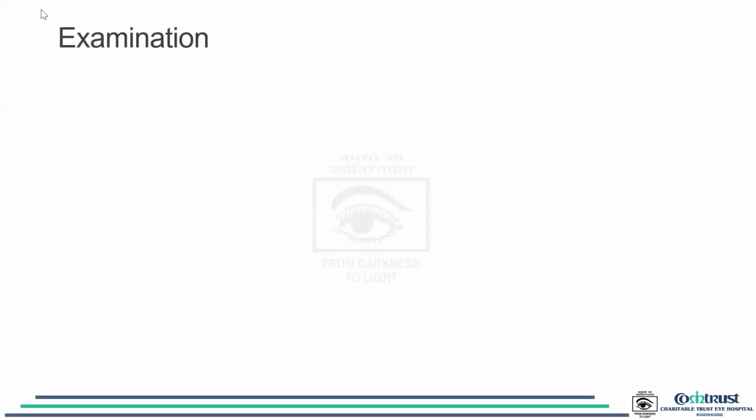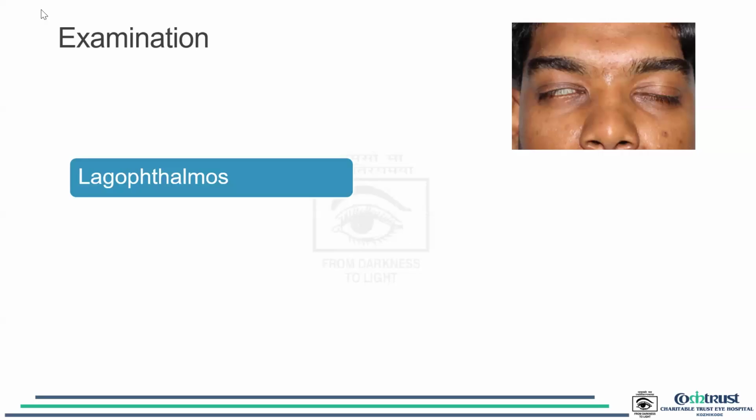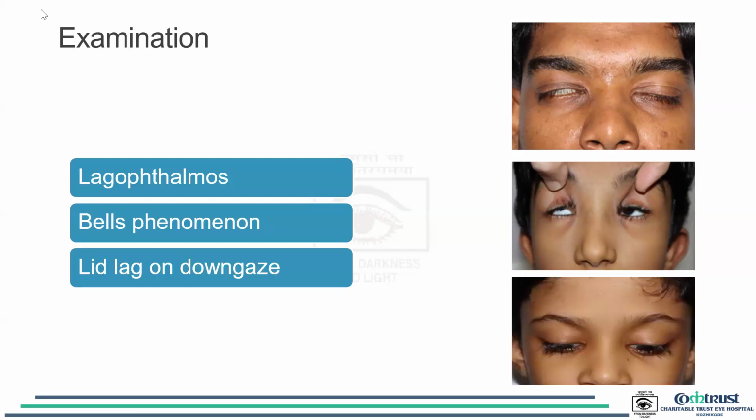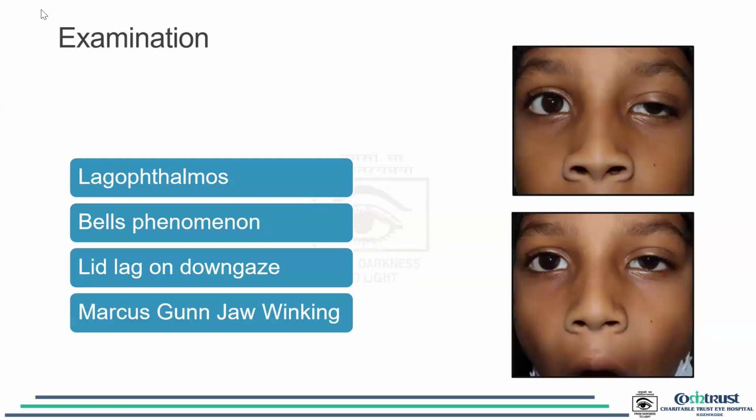And in children, you can do a simple test called an ELIF test, where you evert the lid and look for whether it comes back to normal quickly. Now, in a patient with a pre-existing lagophthalmos, it needs to be noted because post-surgery it can worsen. Bell's phenomenon, as you all know, has to be elicited against a forced closure. You try to open the eyes and look for the cornea, whether it has rolled up and laterally. And lid lag on down gaze we saw earlier.